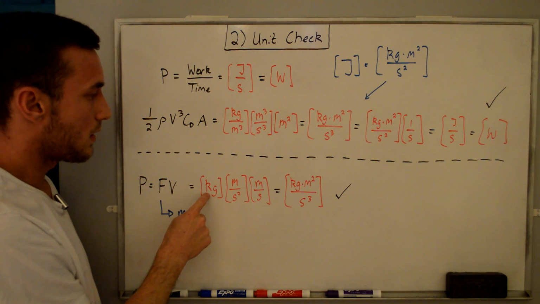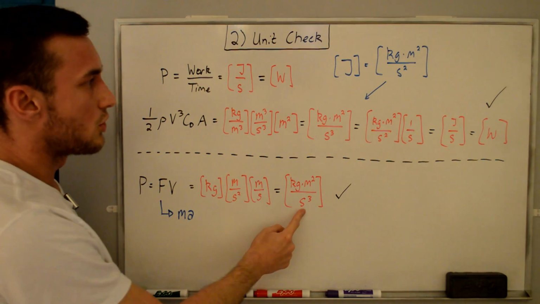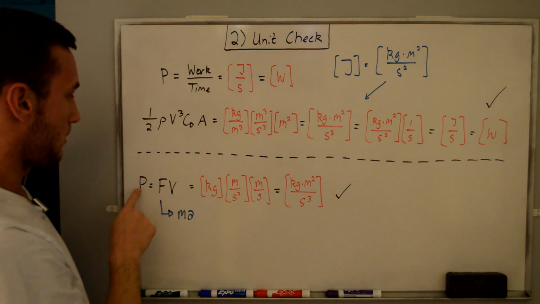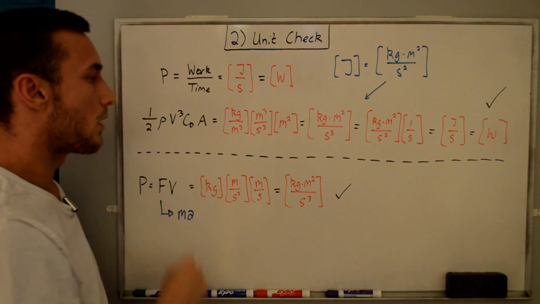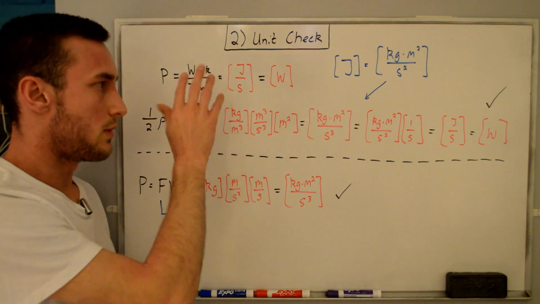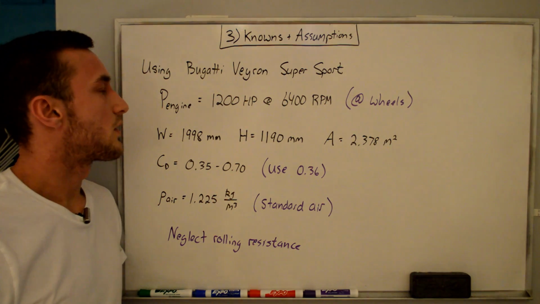You multiply this through, you get kilogram meters squared per second cubed, and you can check to make sure that checks out with this one, which then matches, which you know is power, so it matches with the power up here. So there's a few different ways to check the units in this equation, but we've made sure that they're all consistent in our case. Now let's move on to our knowns and our assumptions.